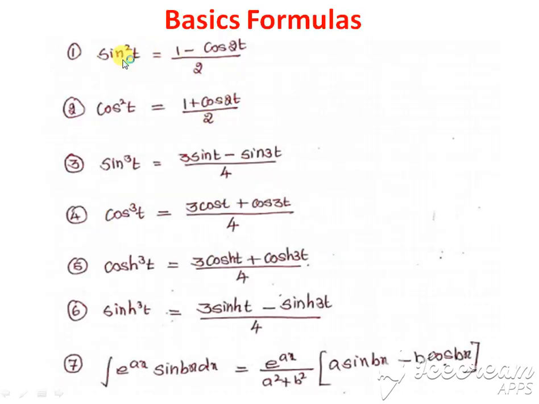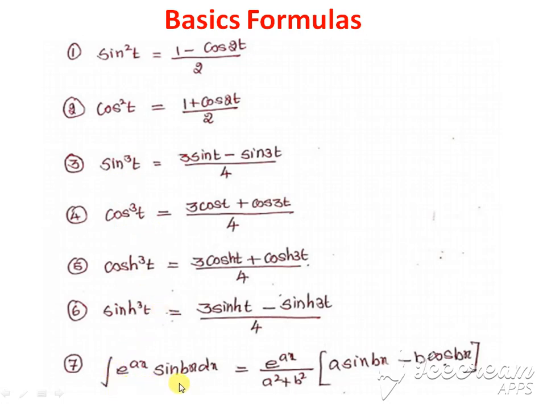Formulas used in Laplace: sin squared t is equal to 1 minus cos 2t by 2. Cos squared means instead of minus we have plus. Then sin cube t is 3 sin t minus sin 3t divided by 4. For cos cube, just remember the plus sign; for sin, the minus sign. Like sin cube and cos cube, we have hyperbolic formulas also.